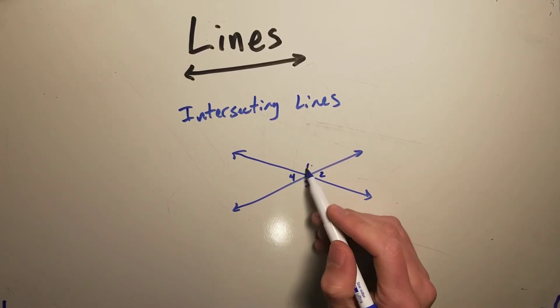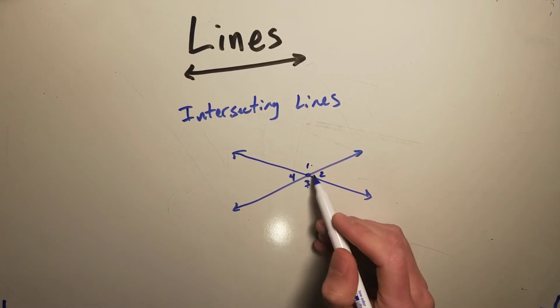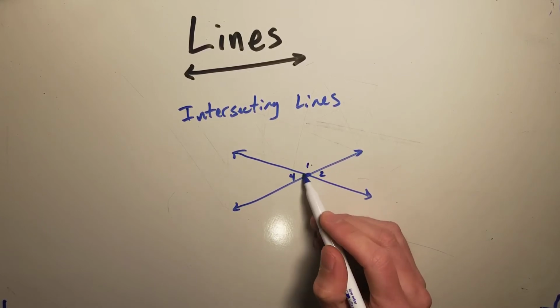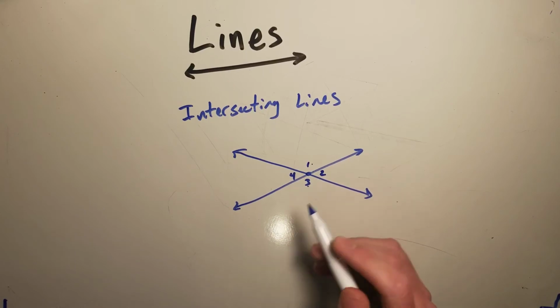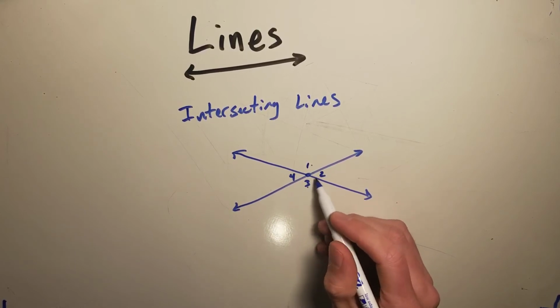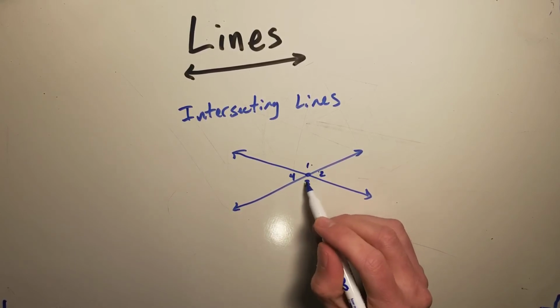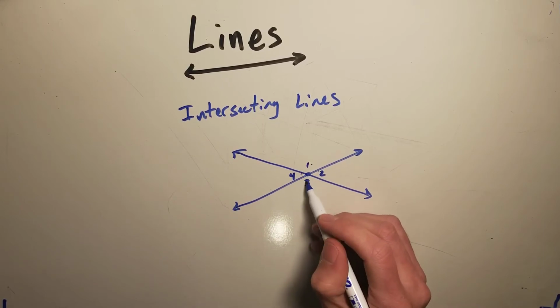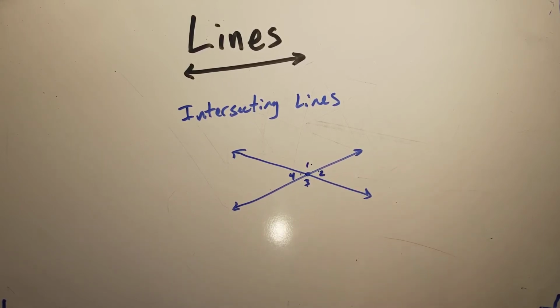Angle 1 and angle 4 are supplementary because they add up to 180 together. Also, angle 1 and angle 2 are supplementary because they add up to 180 together. Then 2 and 3 are supplementary because they add up to 180. And also 4 and 3 are supplementary because they add up to 180.